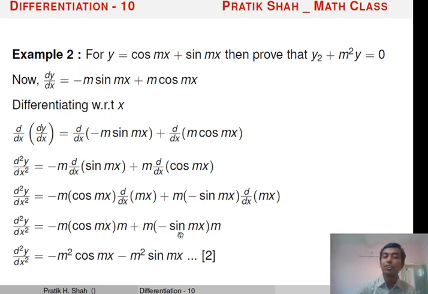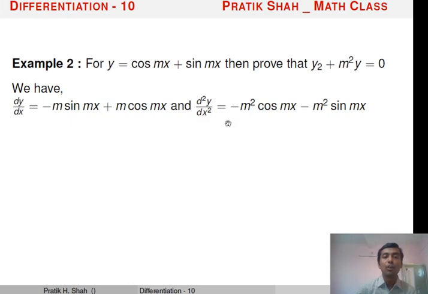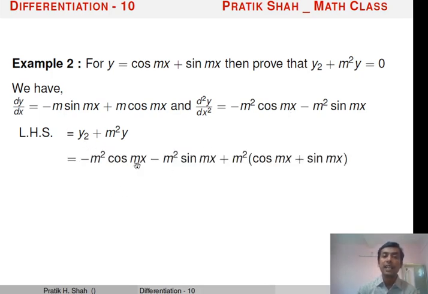You can see that both terms are negative and both have m square. Say this is equation number 2. So let's note down both what we have obtained, and starting with the left hand side, y2 plus m square into y. This is y2. So substitute the value of y2, minus m square cos mx minus m square sin mx, plus m square as it is into y, which is already given to us, cos mx plus sin mx.